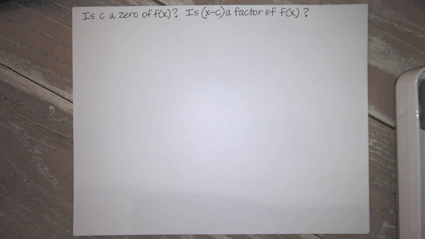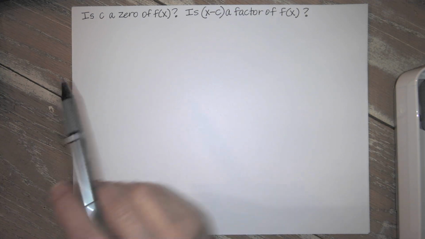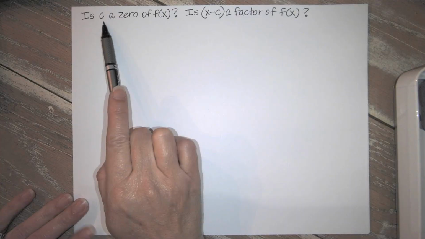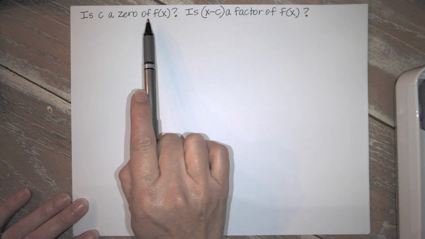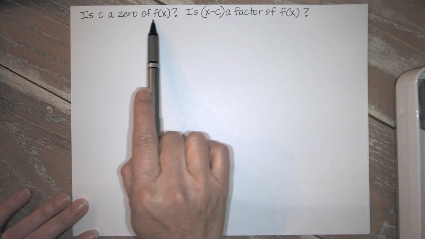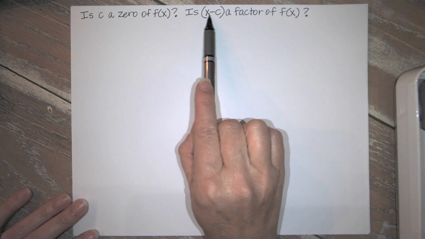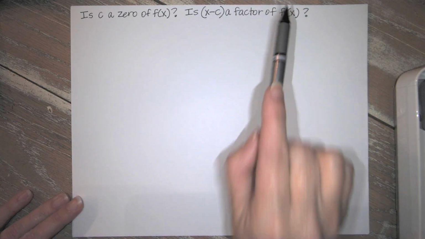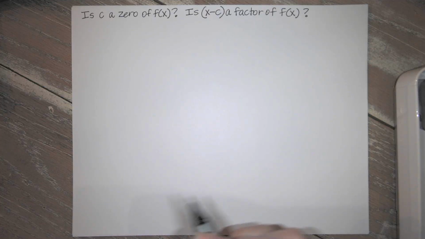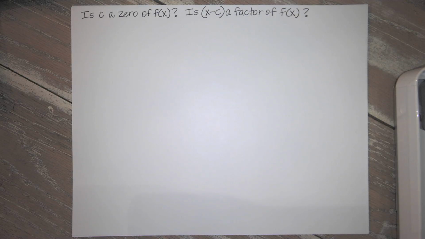In this video, we're going to talk about how to determine whether a value c is a 0 of a certain polynomial f of x, and then also how to determine whether x minus c is a factor of that same polynomial function. So before we get to how we're going to do that, I want to make sure we understand what a 0 is and what a factor is.